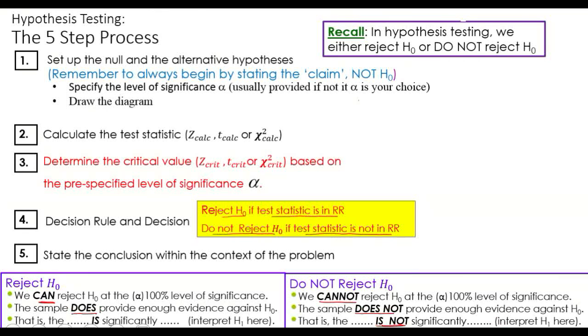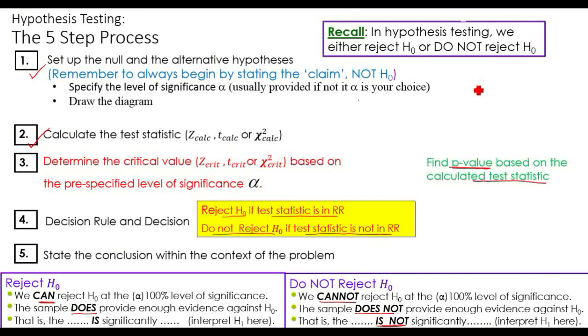And if you are dealing with the p-value approach, the first step is the same as before. The second step is the same. You calculate the test statistic. Just instead of working with critical value, we find the p-value based on the test statistic.